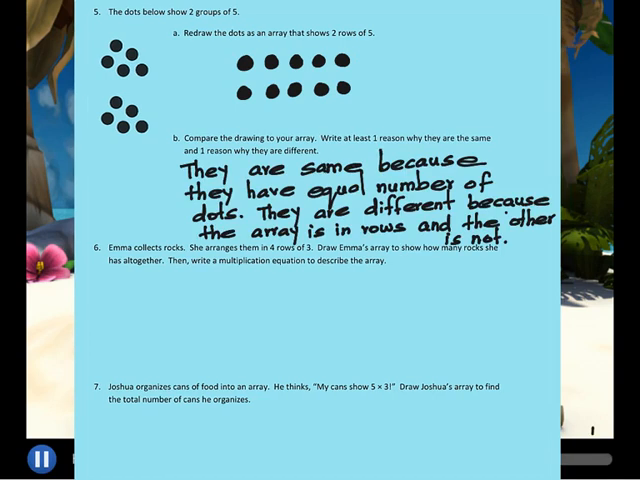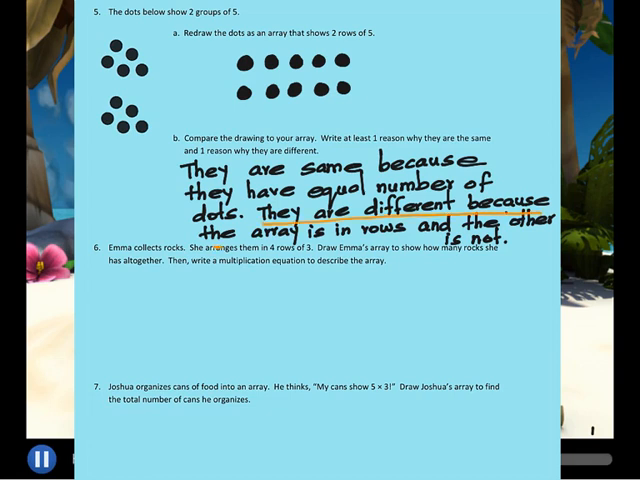Compare the drawing to your array. Write at least one reason why they are the same and one reason why they are different. So for this question, the perfect response will be, they are the same because they have an equal number of dots. Okay, so that means this number of dots is equal to this number of dots. So that is how they are the same.